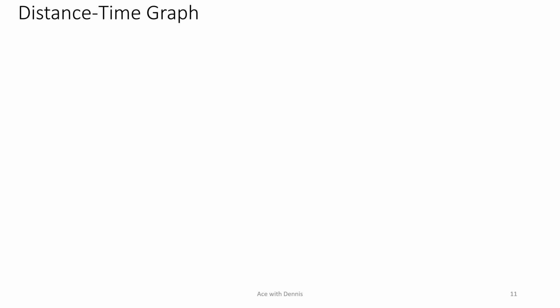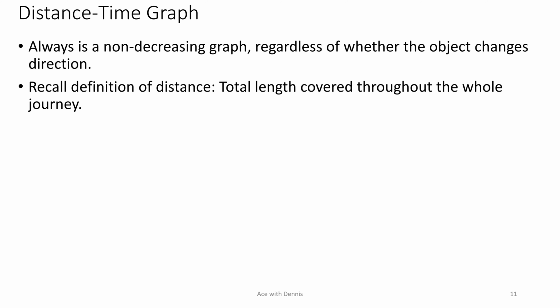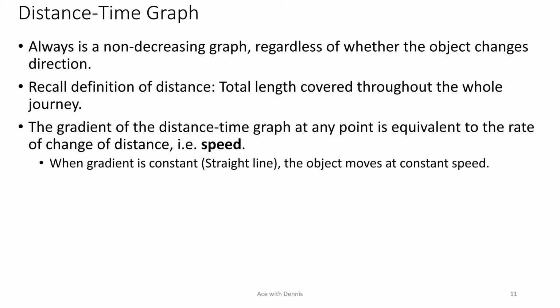Now, let's look at the distance time graph. So the distance time graph is always a non-decreasing graph, regardless of whether the object changes direction. Recall that the definition of distance is the total length covered throughout the whole journey. The gradient of the distance time graph at any point is equivalent to the rate of change of distance, which is speed. So when the gradient is constant, or is a straight line, the object moves at constant speed.